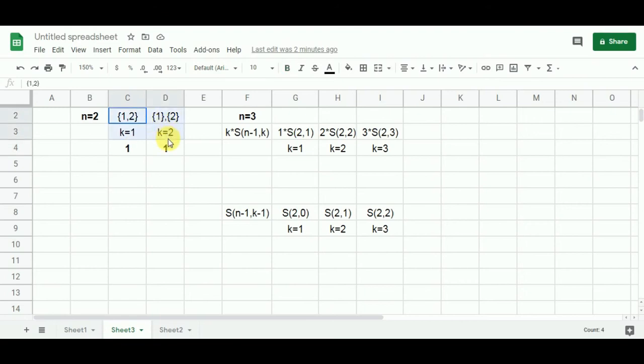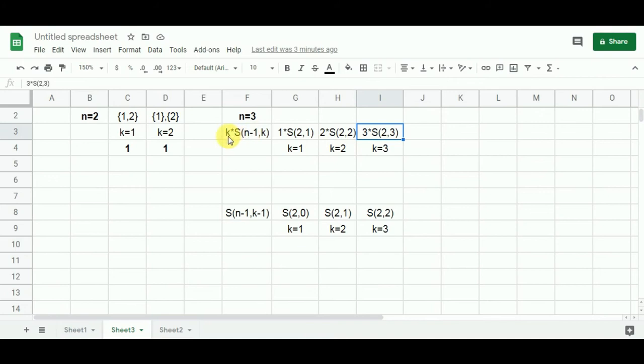Now using this data, we are going to find out the total number of ways for n equals 3. That means when there are 3 integers in the set. So we are going to determine that component by component. So you can see that I have written the two components and their expansion over here. So for k equals 1, this is its expansion. For k equals 2, this is the expansion. For k equals 3, this is the expansion.